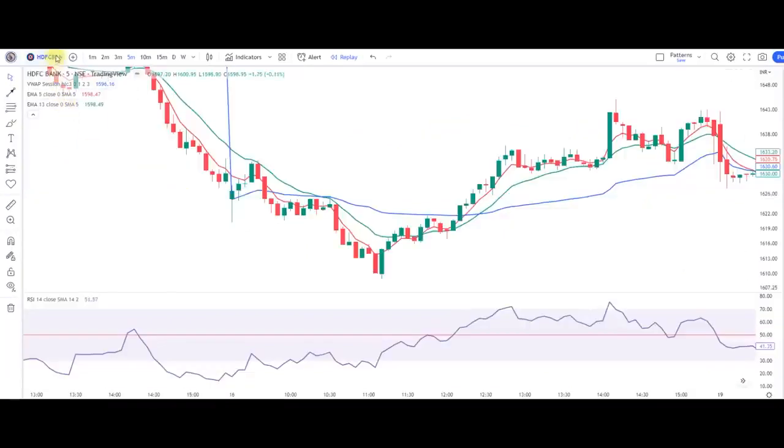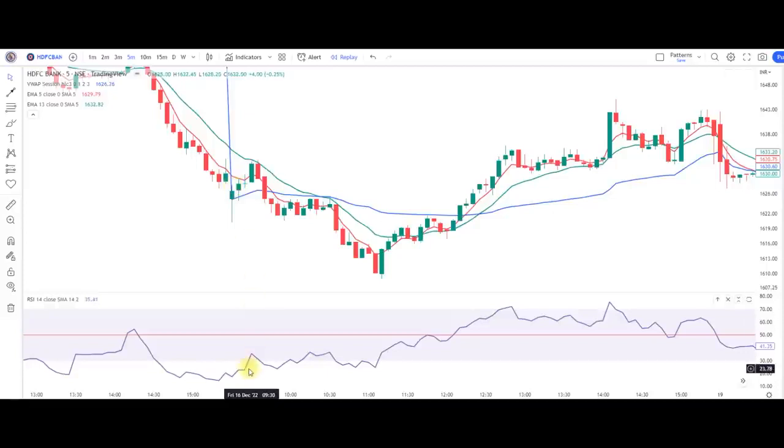This is HDFC Bank and the setup is ready for our strategy. You can see this 9:15 candle. This is the green candle. This green candle gave close above the VWAP. So can we go for buy here? No, we cannot go for buy.